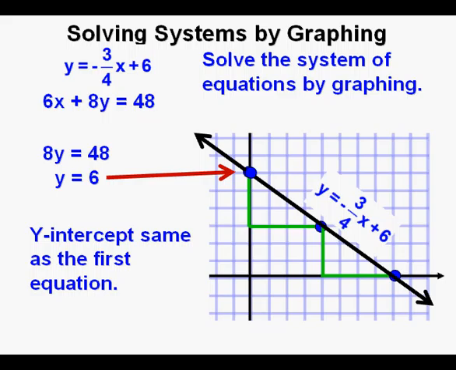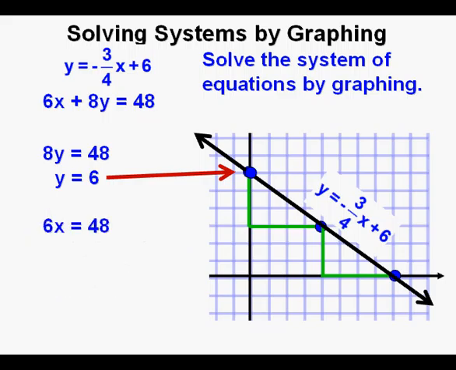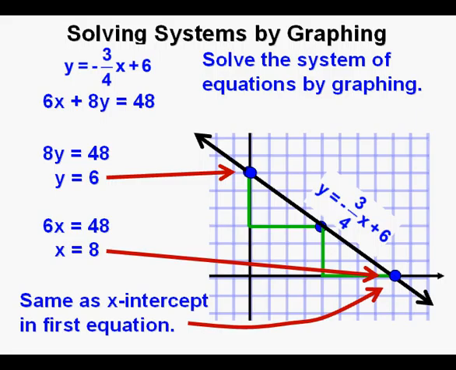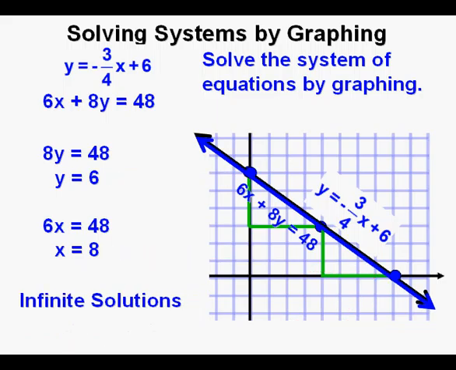In finding the x-intercept, we have 6x equals 48. And dividing by 6, our x-intercept is 8. And marking the x-intercept, we see it's the same as the x-intercept of the first equation. So the second line goes on top of the first line. So the solution to this system of equations is infinite solutions. Every solution is common to both lines.